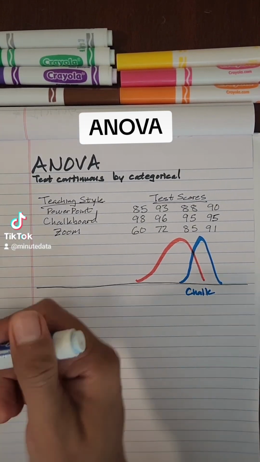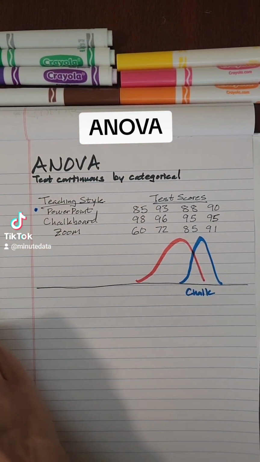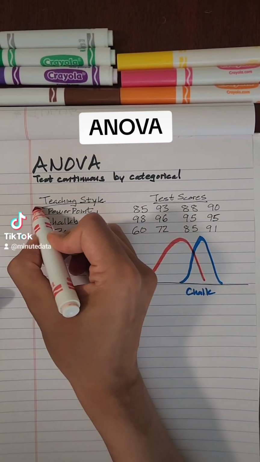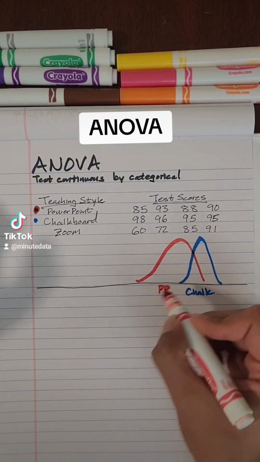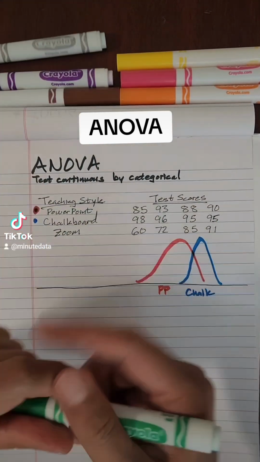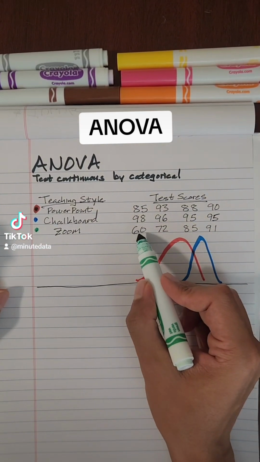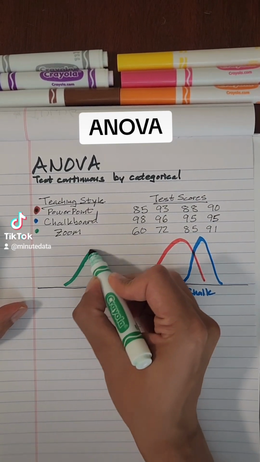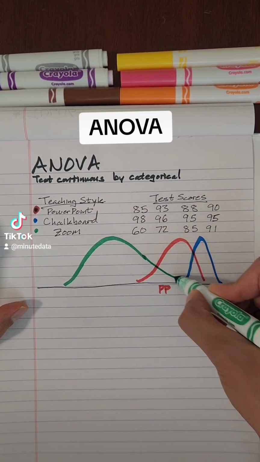And then finally, let's add some color. Okay, chalkboard is blue, PowerPoint is red. And then lastly, let's have Zoom folks. Their scores are all over the place, all the way from 60s all the way up to 90. So maybe something like that.